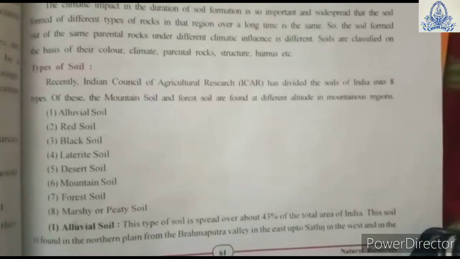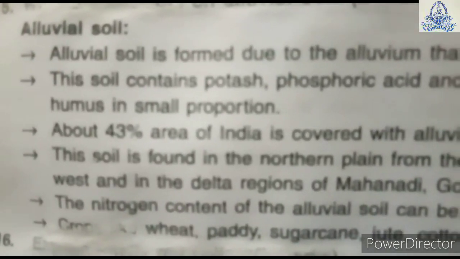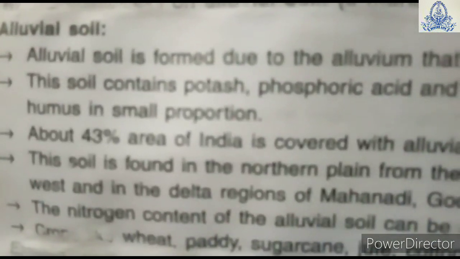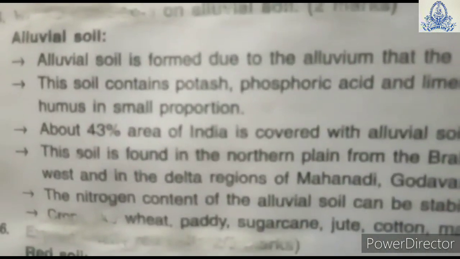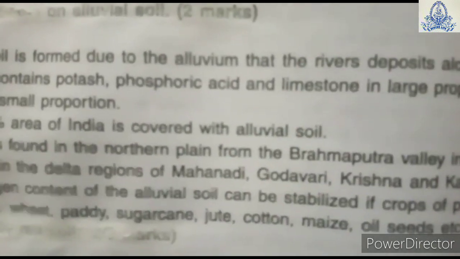We will study one by one. The first is alluvial soil. Alluvial soil is formed due to the alluvium that the river deposits along its banks. This soil contains potash, phosphoric acid and limestone in a large portion, whereas nitrogen and humus in a small portion. About 43% of the area of India is covered with alluvial soil.